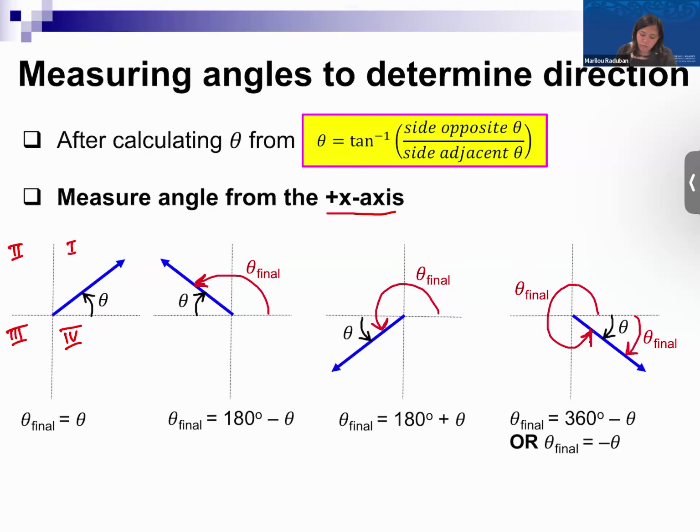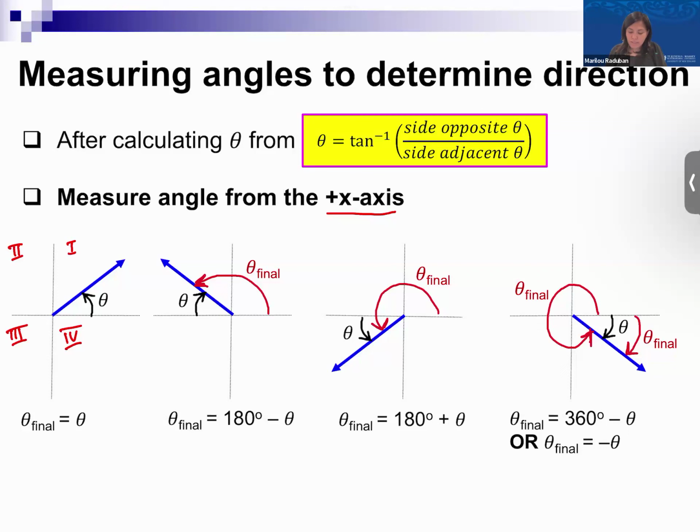Okay, so to give the final angle, you should do 180 degrees plus the angle that you've calculated using the trigonometric identity. And finally, if your resultant vector is pointing this way in the fourth quadrant, then the angle that you've calculated using the trigonometric identity is measured from the positive x-axis.